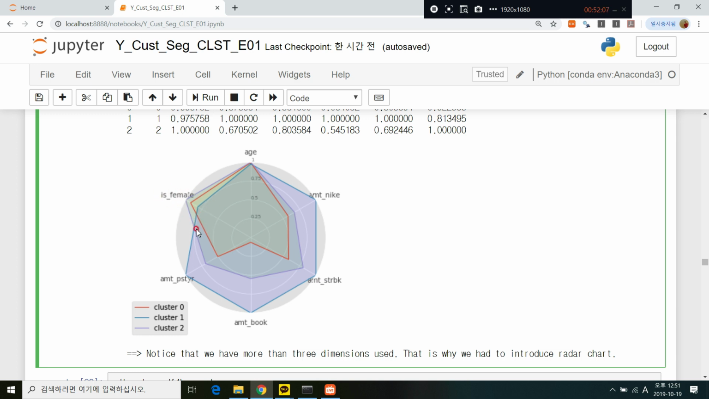There are lots of male customers belonging to this group. Cluster 0 and cluster 2 are different from cluster 1 in terms of female ratio. They have higher female customers in there.